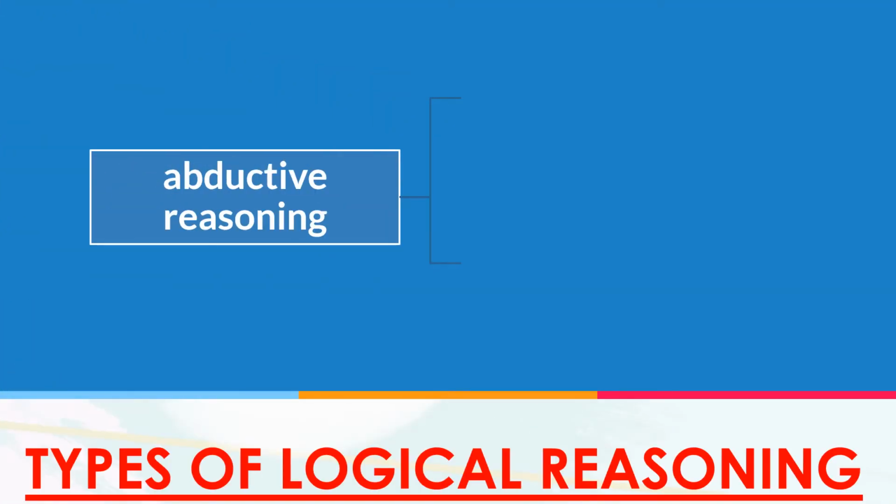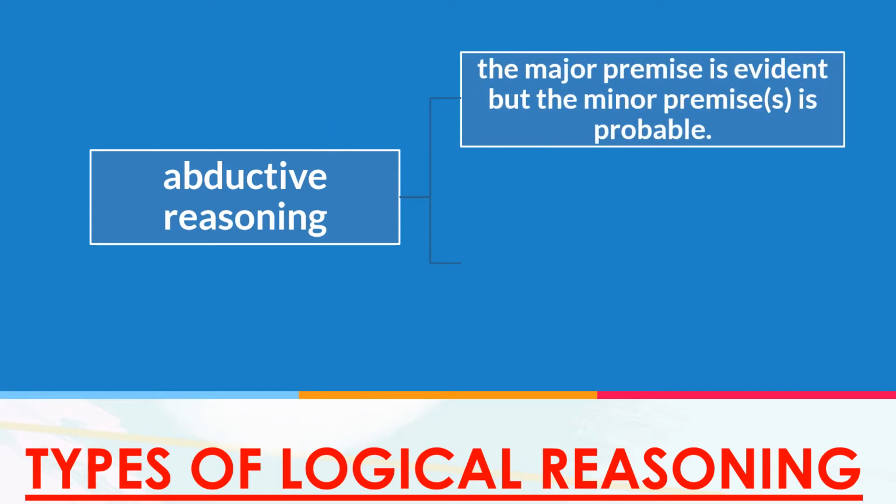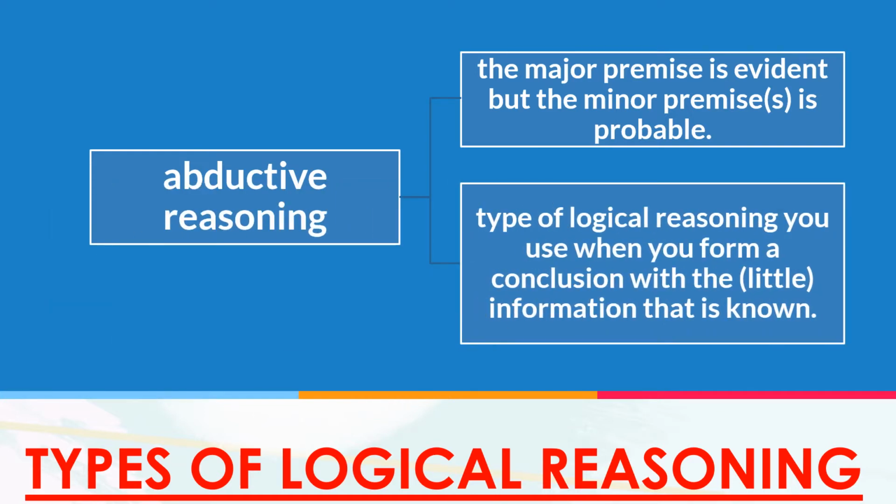Lastly, we have abductive reasoning. It is where the major premise is evident, but the minor premise or premises is or are probable. It is the type of logical reasoning that you use when you form a conclusion with a little information that is known.